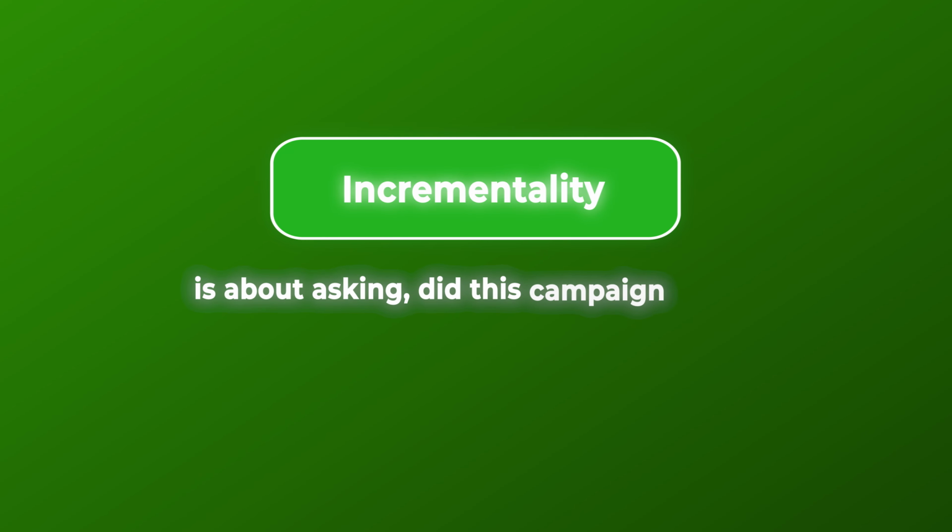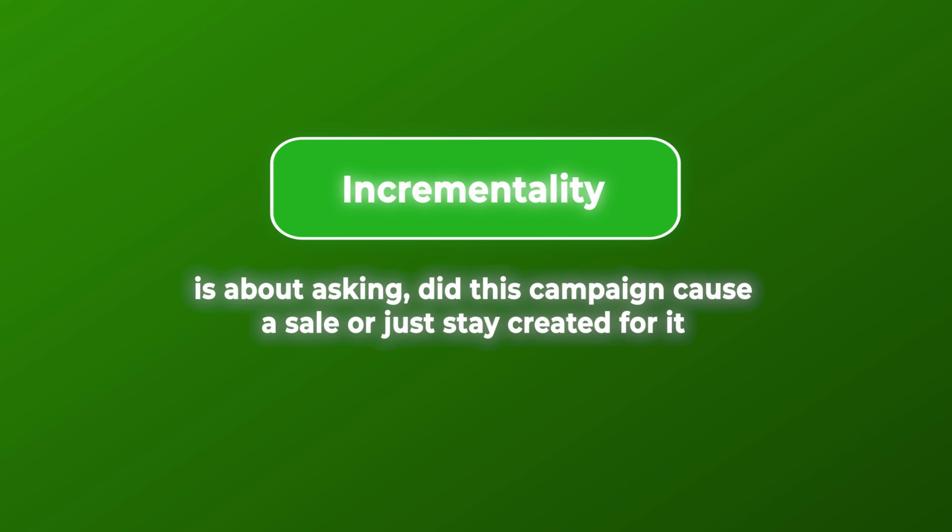And Meta's goal is to report you success so you'll spend more on their platform. And if someone sees your ad and then buys within a day or two, even if they already planned to buy, Meta might count it as a conversion. And that is why understanding incrementality is so important. Incrementality is about asking, did this campaign cause a sale or just take credit for it? Because if your ads are being shown to people who would have converted regardless, like existing customers or warm leads who were already planning to buy, that is basically wasted ad spend. And you're paying for results that were going to happen anyway.